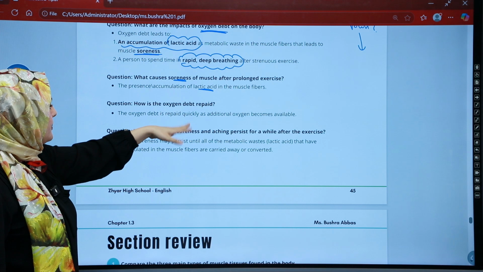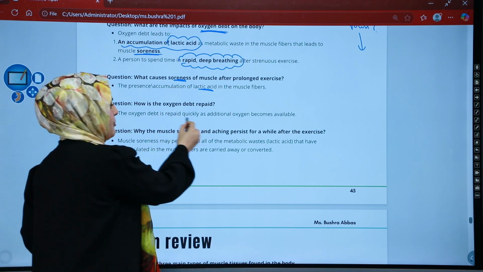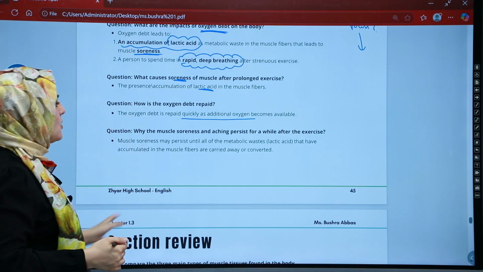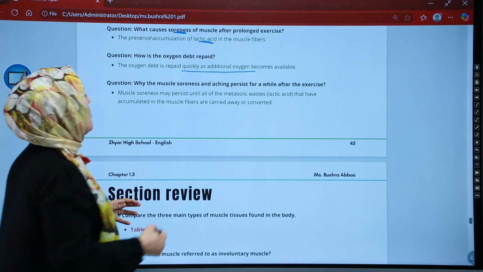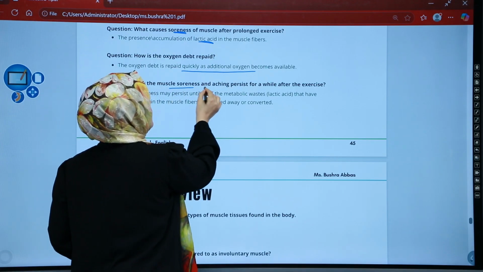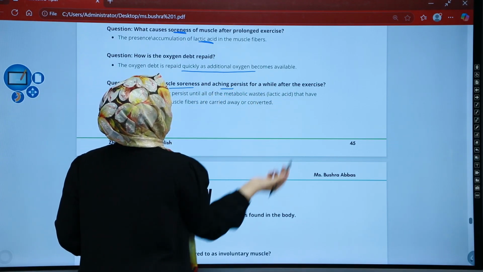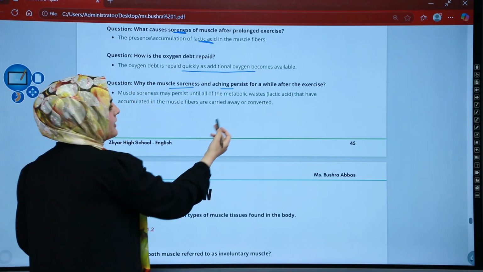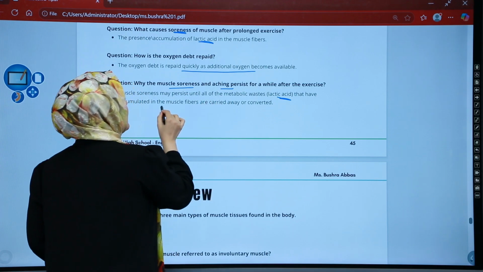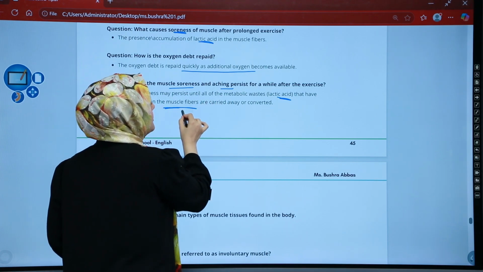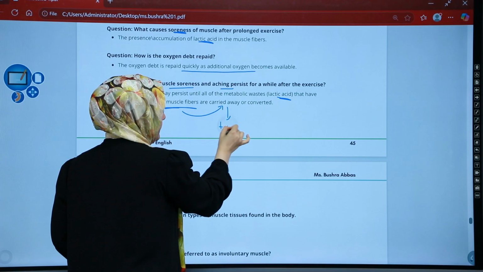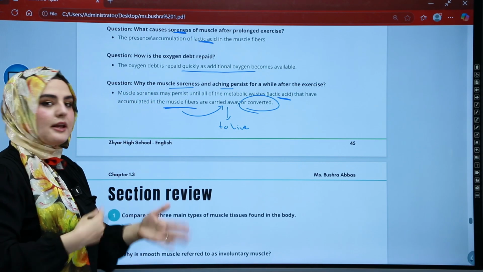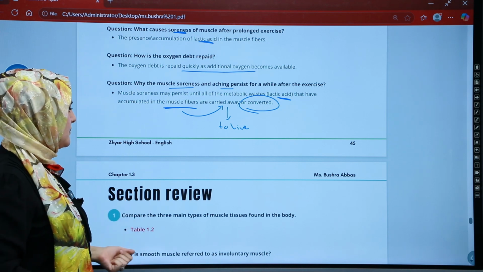How's oxygen repaid? The quick additional breathing, this is the panting I told you about, provides more oxygen inside. Why do muscle soreness and aching persist after an exercise? Because of the lactic acids. They are in the muscle, they have to be carried away to the liver and converted, or burned in the aerobic pathway again.